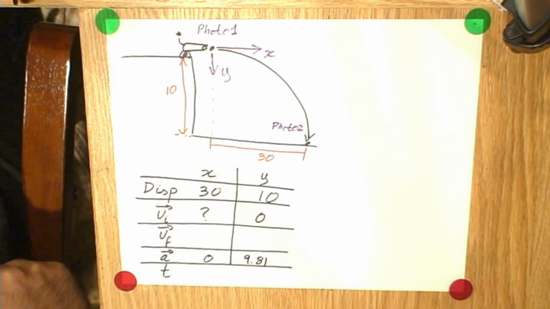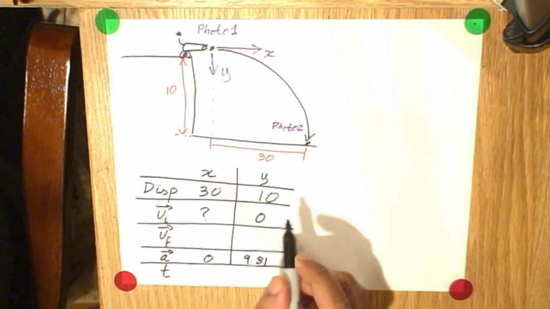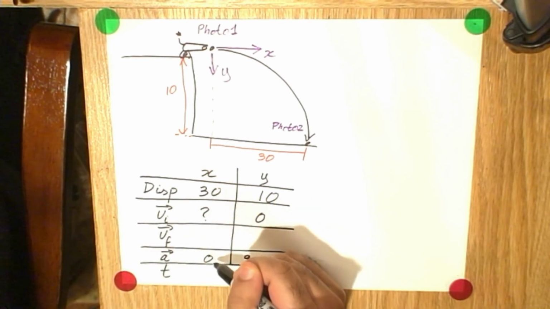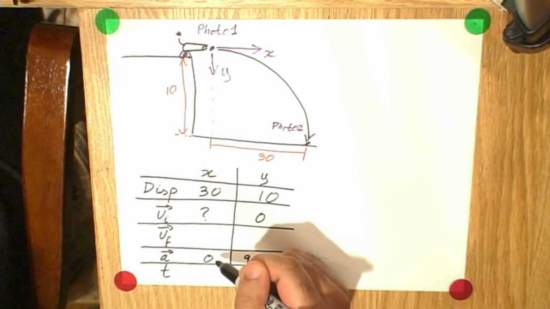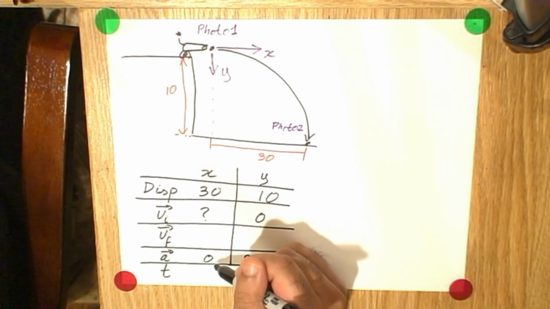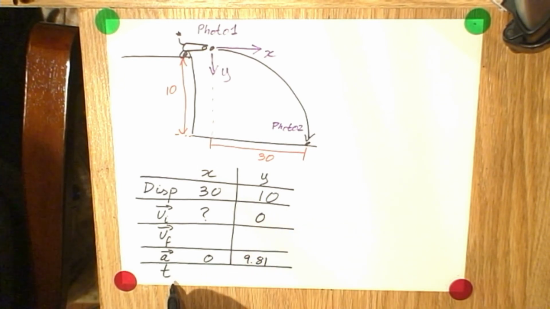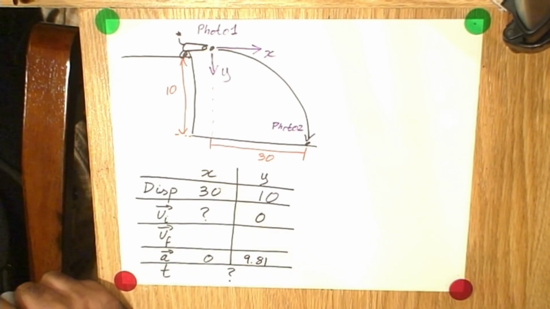So here's how we would go about solving this. We have 3 pieces of information in y, but we're looking for something which is in x. Whenever you're given this sort of situation, you need to find a linchpin between them, and that linchpin is the time. With 3 pieces of information in y, you solve for the time. You now have 3 pieces of information in x, and you can solve for the initial velocity in x. Let's try it out.